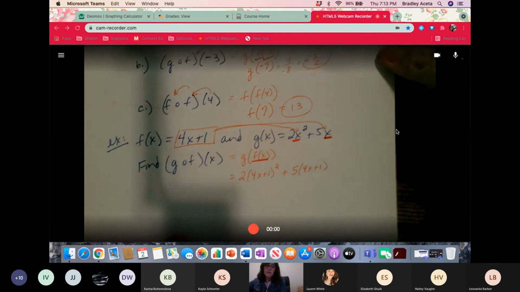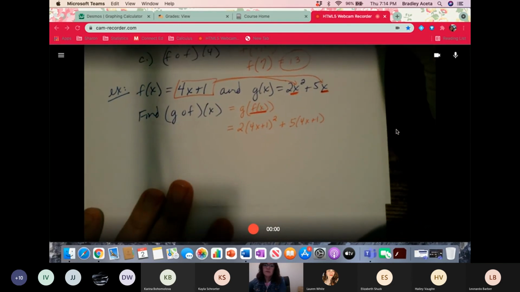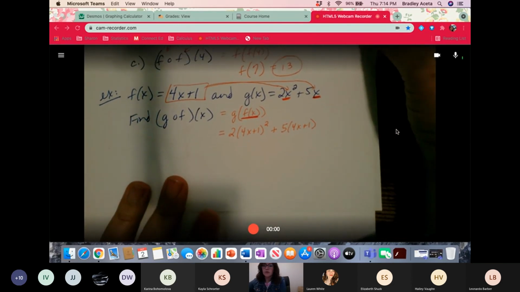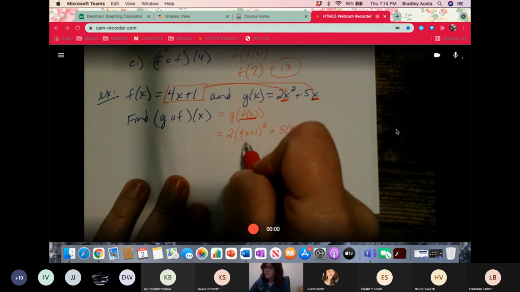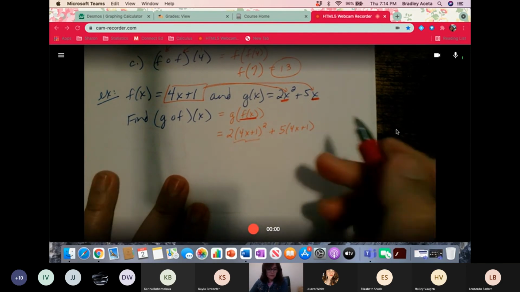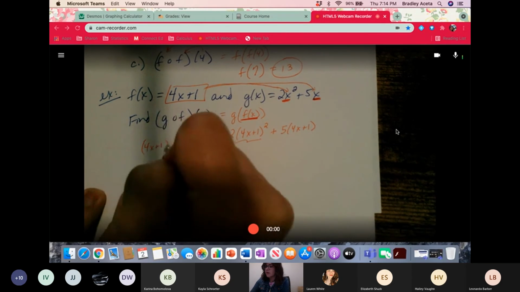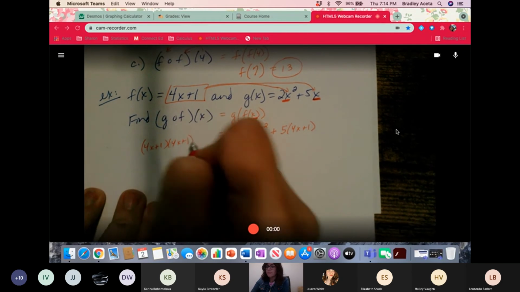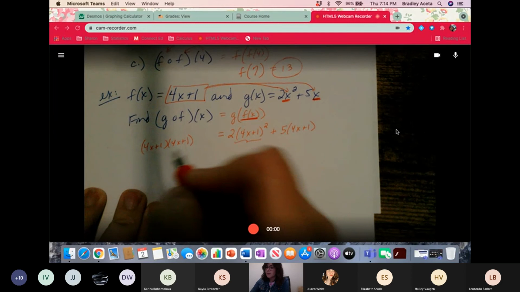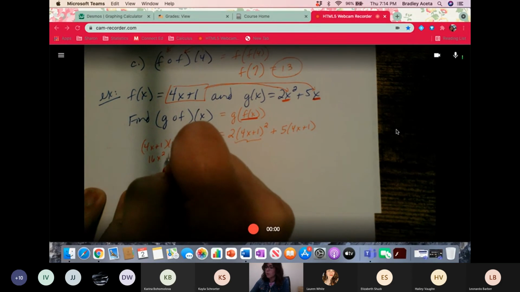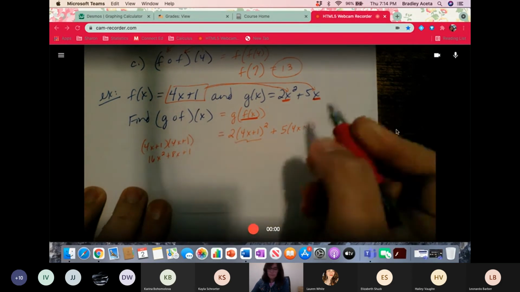And now you've got to do algebra. I mean, that's why you're in pre-calculus. You should know how to do this stuff. So this, you have to FOIL out. Remember, this is 4x plus 1 times another 4x plus 1, which would be 16x squared plus 8x plus 1.